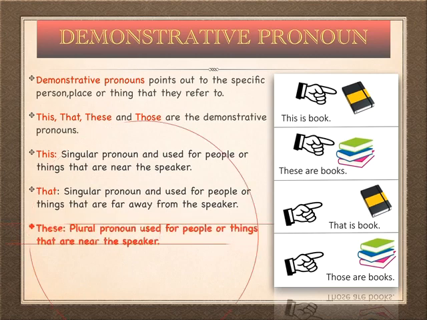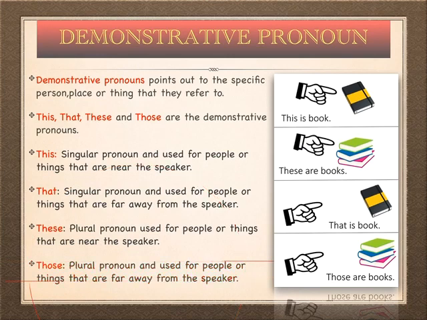Let's see the next one. These. It is a plural demonstrative pronoun used for people or things that are near the speaker. And those is the plural demonstrative pronoun which is used for people or things that are far away from the speaker. Let's see one more example to understand the demonstrative pronouns.